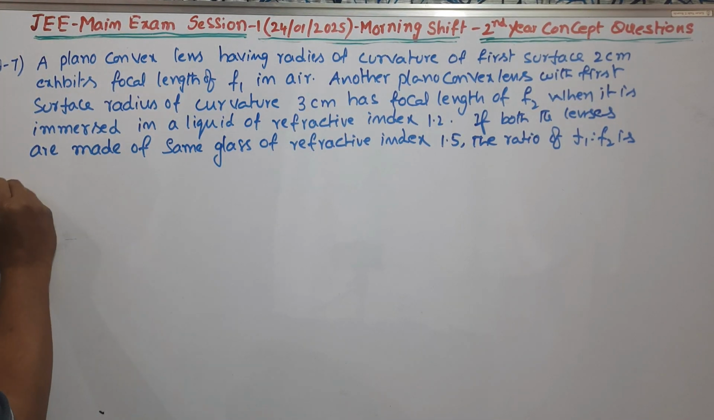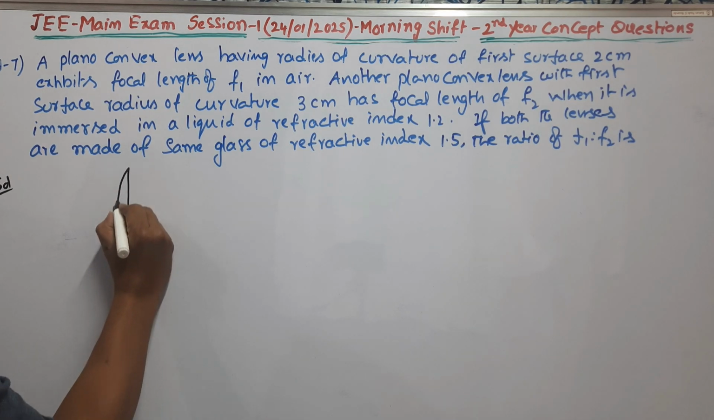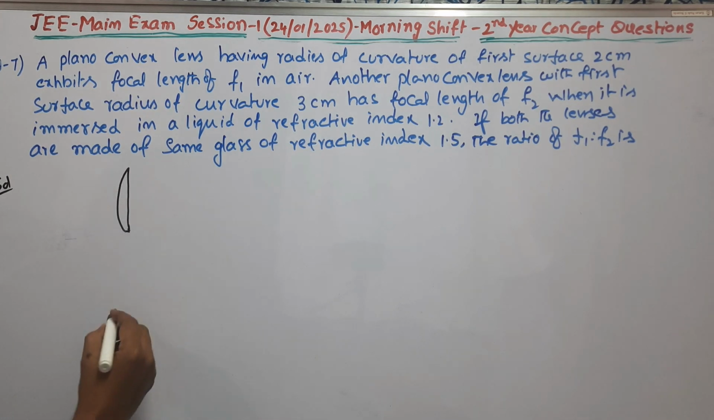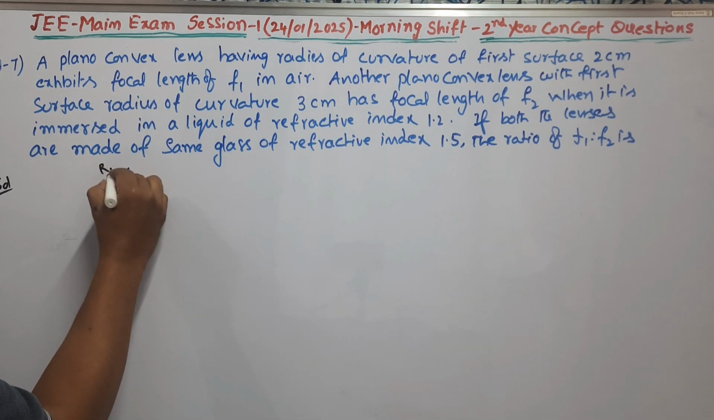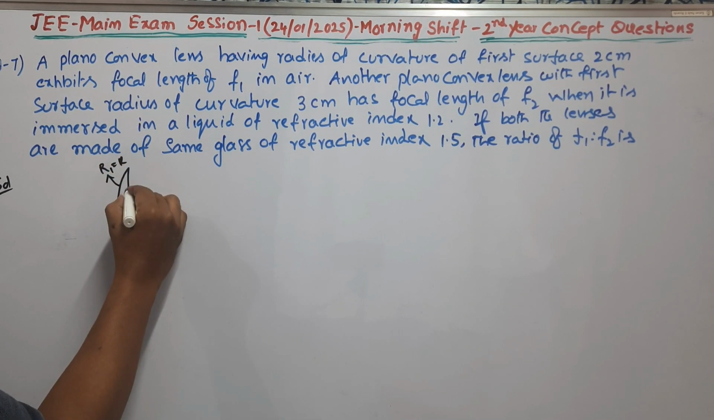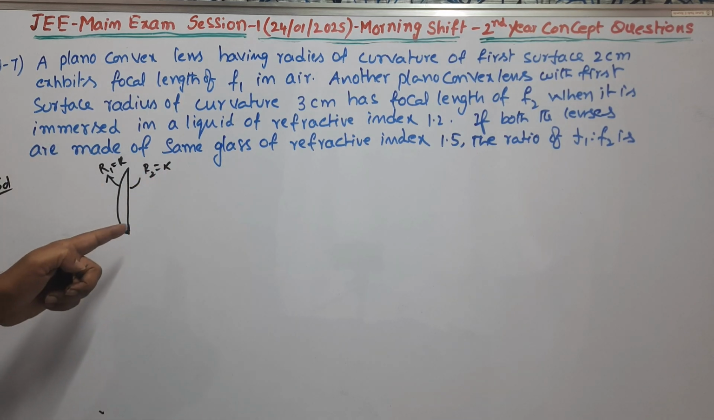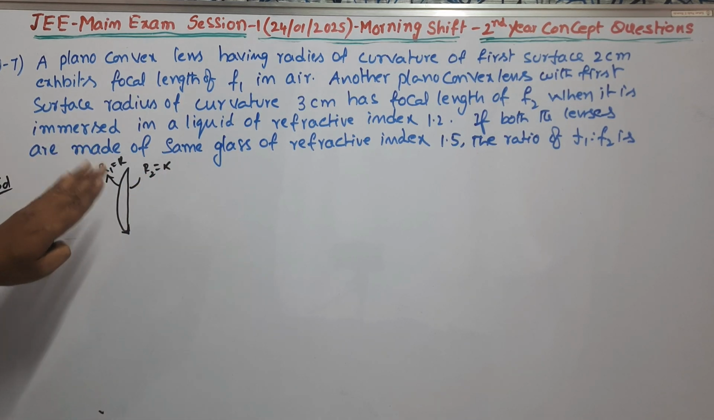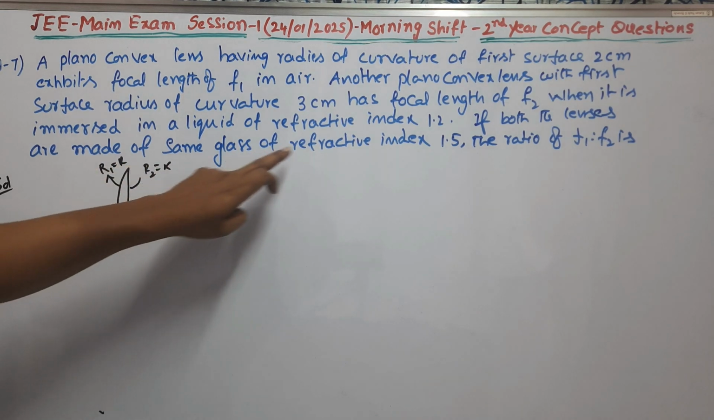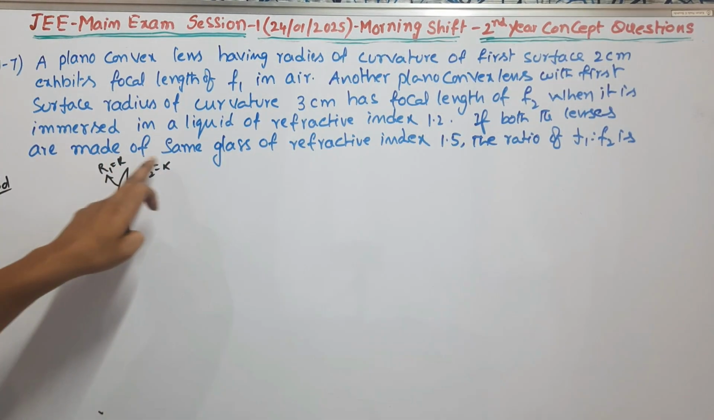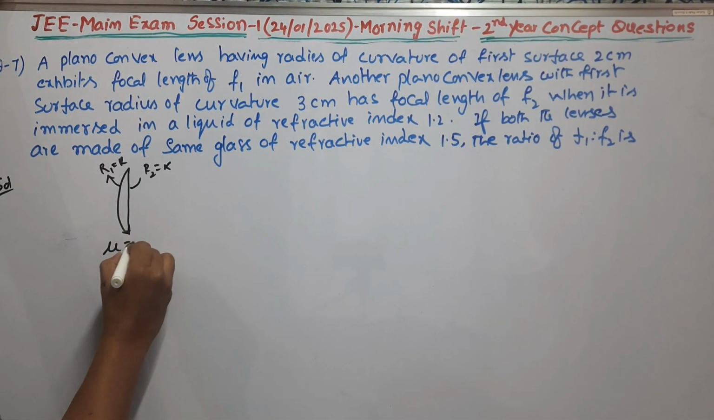To see here, there are two plano convex lenses. Suppose this is the first plano convex lens. Its one side's radius of curvature is R1 equal to R. Second radius of curvature R2 is equal to infinity. Why? Because it is a plane. First, it is kept in air. Moreover, both the lenses are made up of the same glass of refractive index mu equal to 1.5.